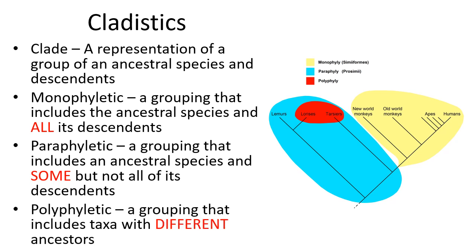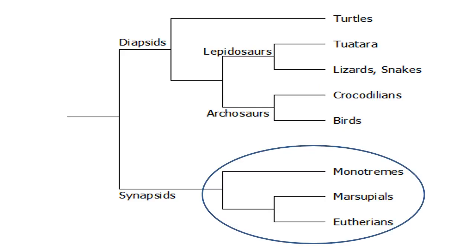A polyphyletic grouping is one that just grabs 2 different things and puts them together. So let's say lorises and tarsiers have really big eyes, and so we're going to put them together for a group. Well, that does not reflect an evolutionary relationship, so they have different ancestors, and it would be polyphyletic.